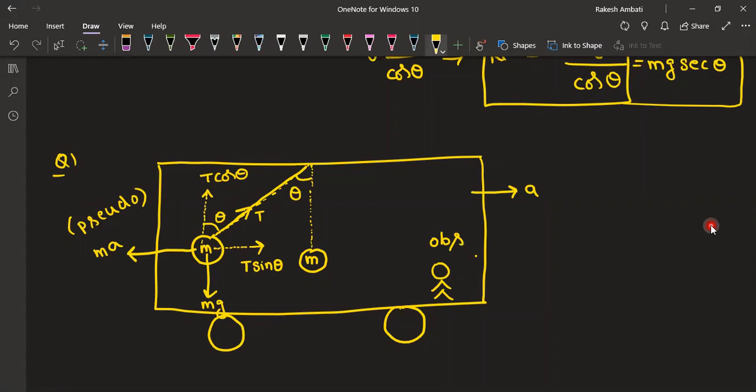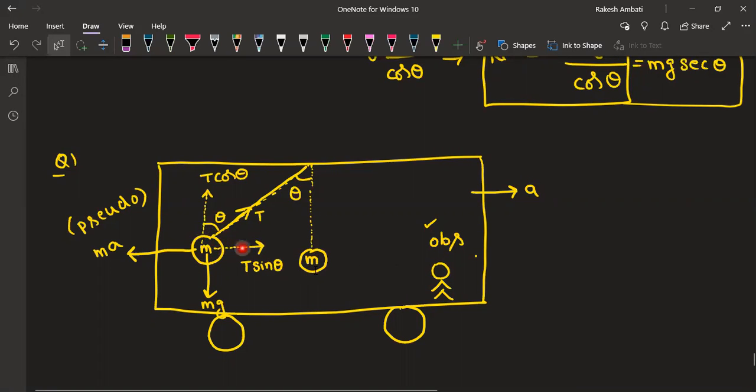I'm taking the observer in the same non-inertial frame. Please imagine the lift case. If the man observer is in the same lift, then with respect to themselves, they seem to be at rest. In the same way, here the observer and the body, the simple pendulum, are in the same frame. So with respect to the observer, the pendulum seems to be at rest.